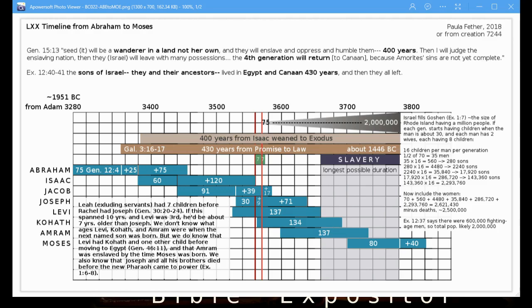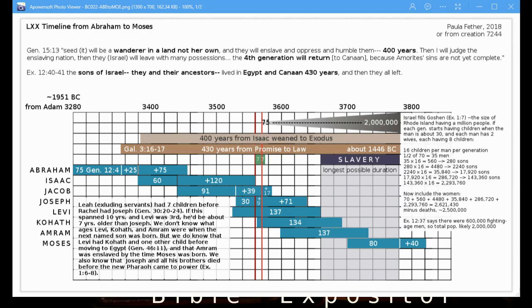But we do know that Levi had Kohath and one other child before moving to Egypt. That's in Genesis 46:11. And we also know that's one bookend. Now the other bookend for the time of slavery is that Amram was a slave by the time Moses was born. That's why the baby had to be put into the river. The slavery thing was already well underway before Moses was born, so his parents, Amram and Jochebed, were slaves.